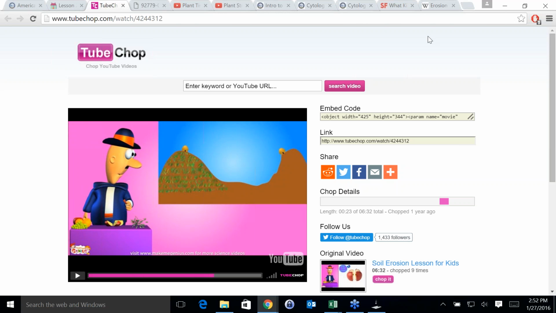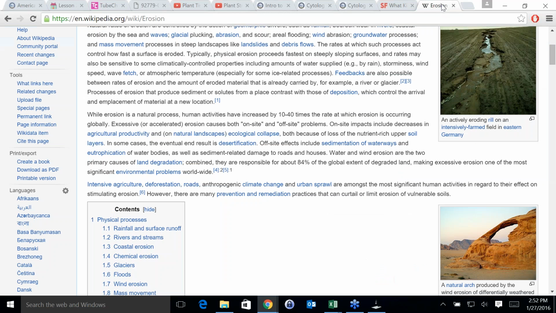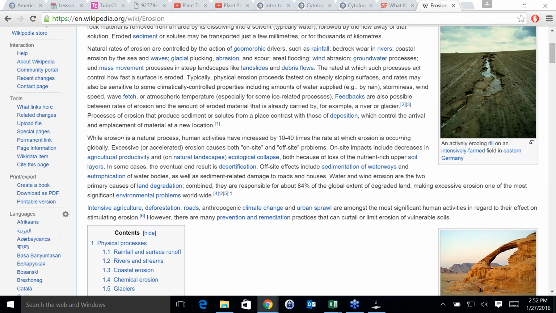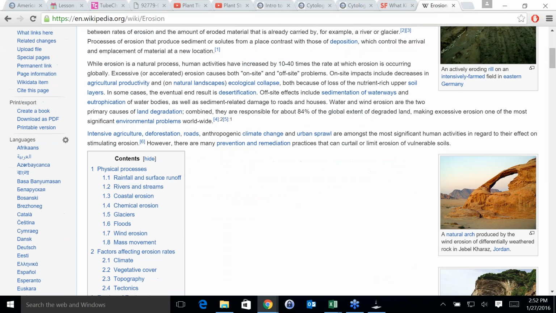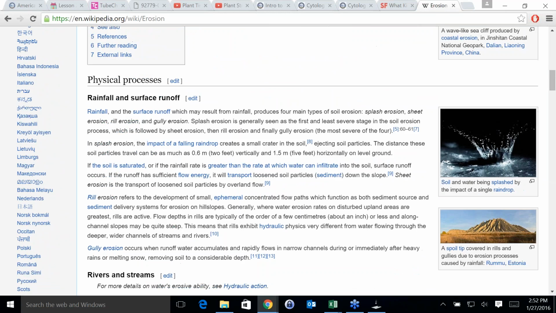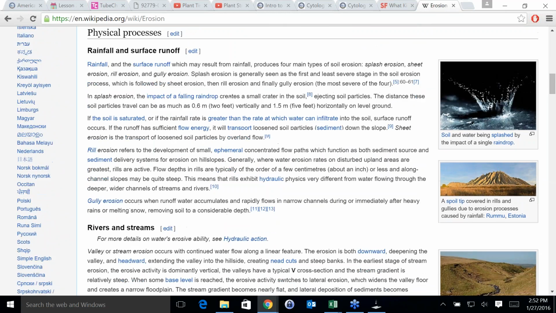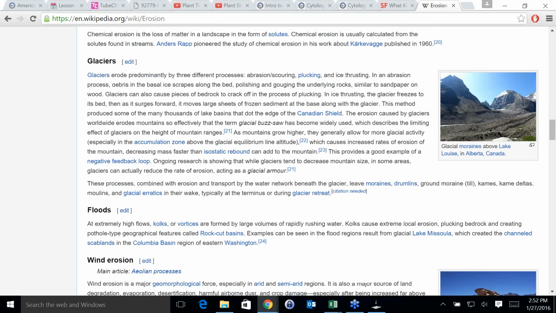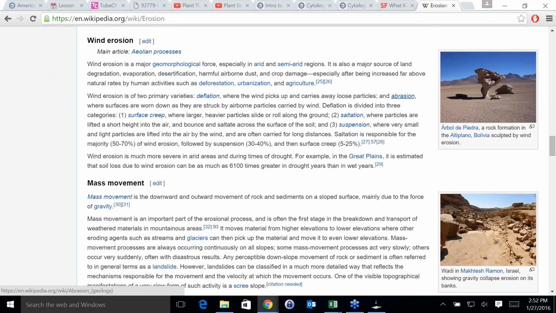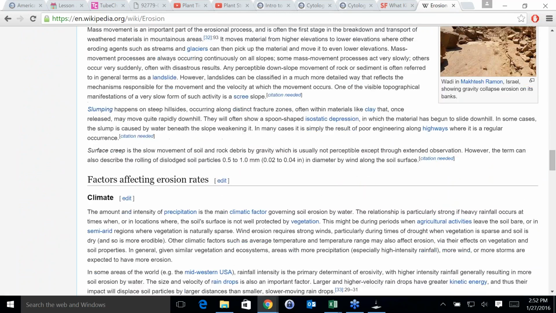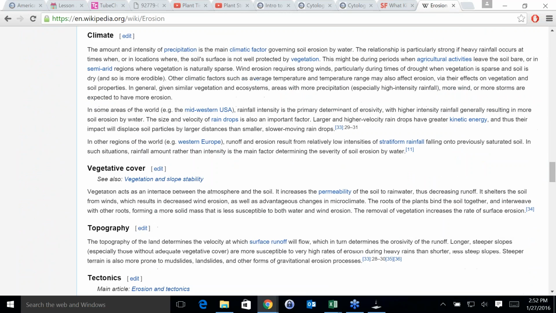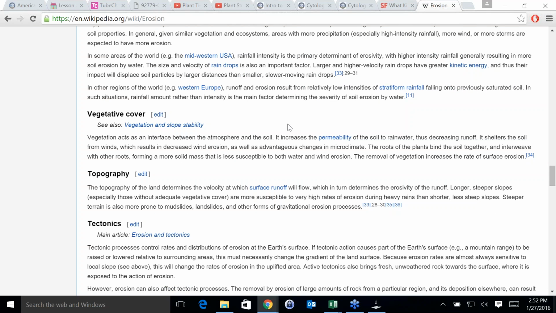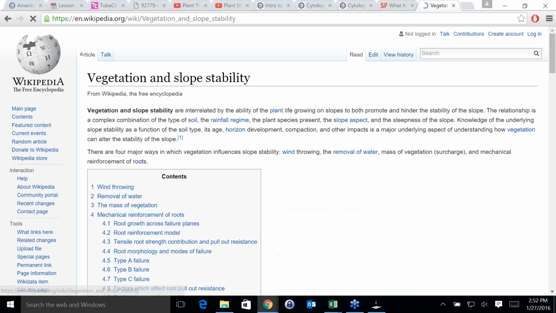So if there's a plant on a hill and its roots go down into the mountain or wherever it is, it gives that ground support, so when it rains, the water won't deform the ground from its original format.